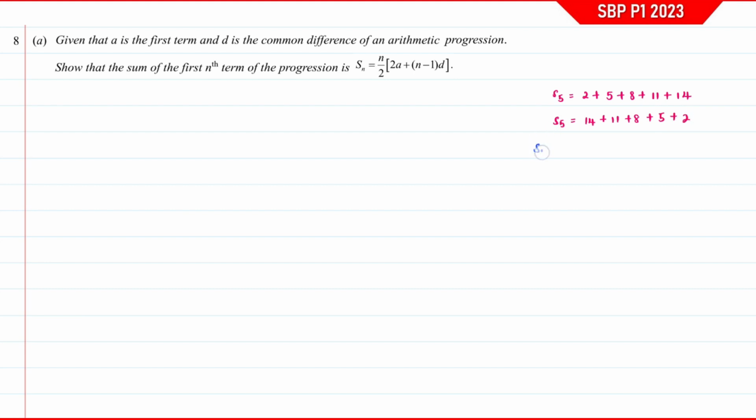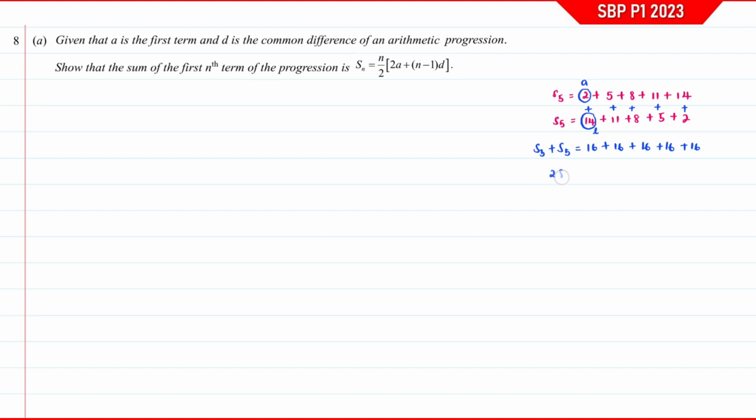So if we sum up these two as 5, then it will be 2 plus 14, which is equal to 16. 5 plus 11 is going to be 16. 8 plus 8 is going to be 16. 11 plus 5 is going to be 16, and 14 plus 2 will be 16 as well. So for this number 16, we can say this is the sum of the first term and the last term.